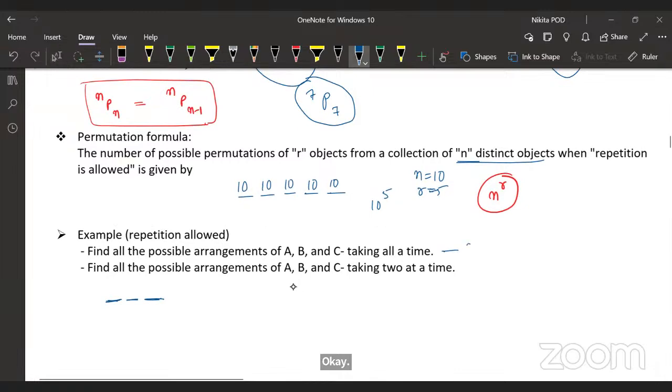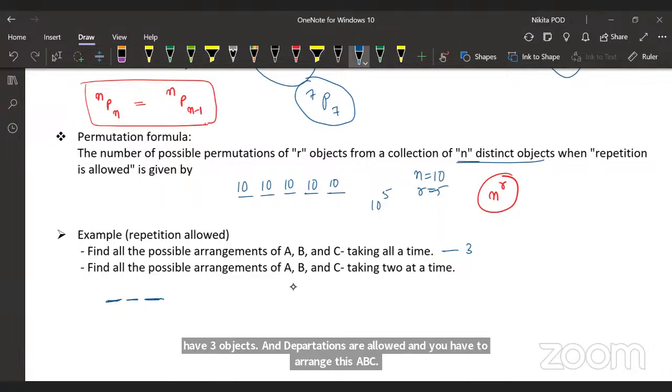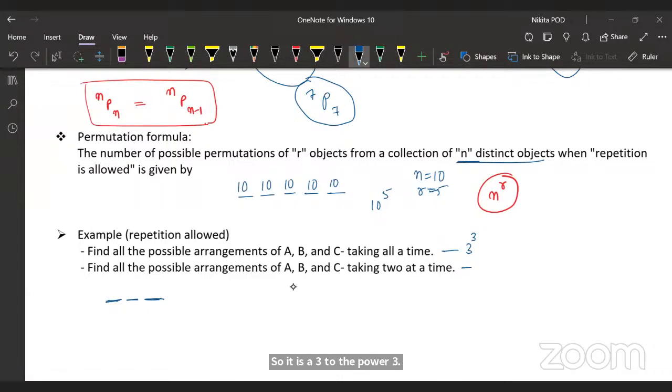So in this one, you have 3 to the power 3 because you have 3 objects, repetitions are allowed, and you have to arrange ABC. In the second case, you have r to be 2, so you have 3 square. The second case looks like this: you have 3 for the first place, even the second place you can fill 3, so 3 into 3, which is 9. The first case looks something like this: the first place you can fill by 3 objects, either A, B, or C. Second also by either A, B, or C. Third also by either A, B, or C. So it is just 3 to the power 3.